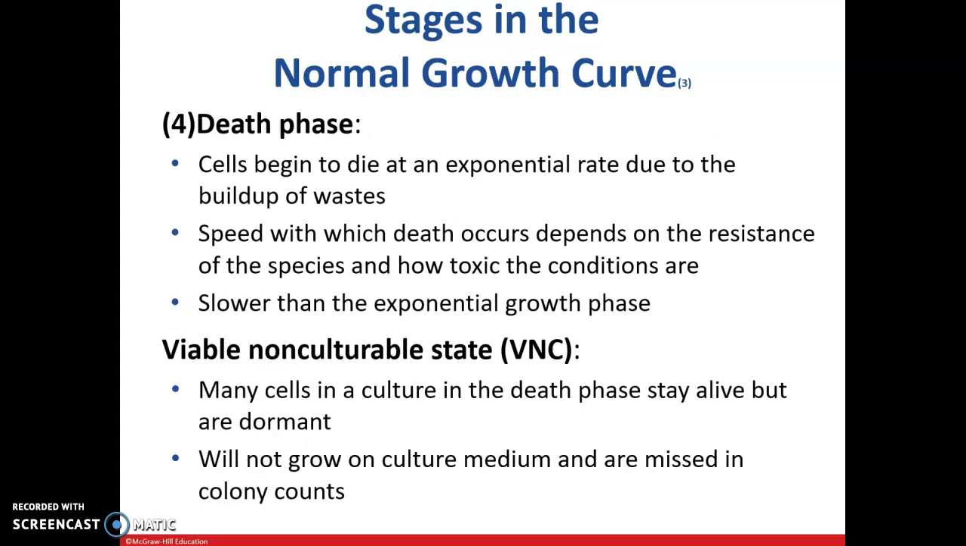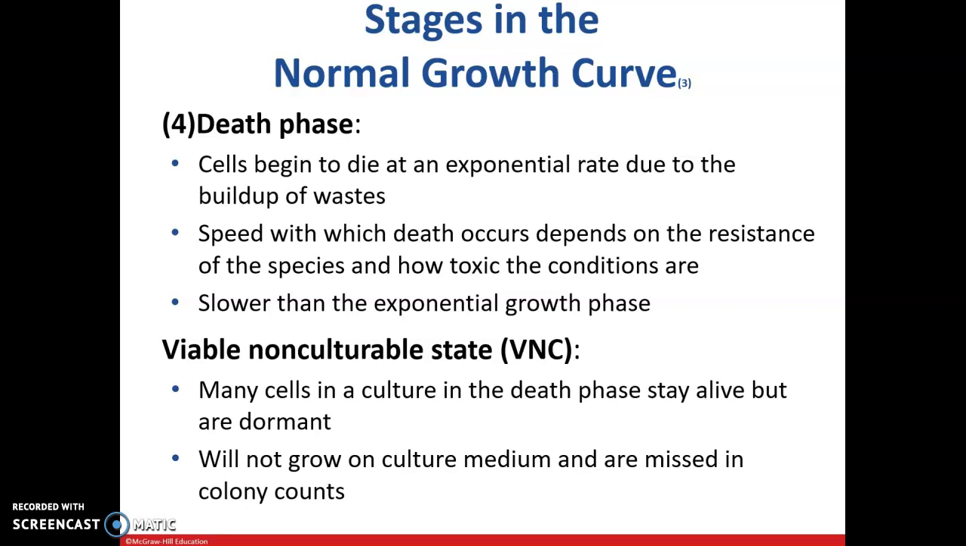The death phase, which is the last phase that I'll expect you to draw out for me on this. The cells begin to die at an exponential rate due to the buildup of wastes. So the speed in which death occurs depends on the resistance of the species and how toxic the conditions are. And this happens at a bit of a slower rate than that growth phase.